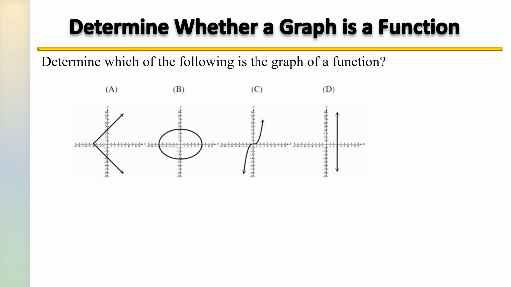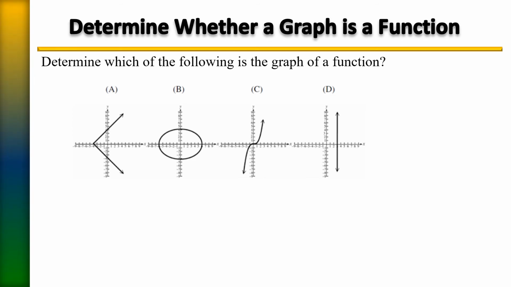In this example, we want to determine whether a graph is or is not a function. So we defined functions earlier. Remember, a function is a relationship, in other words, between the input and the output, where each element of the domain is paired with exactly one element of the range.